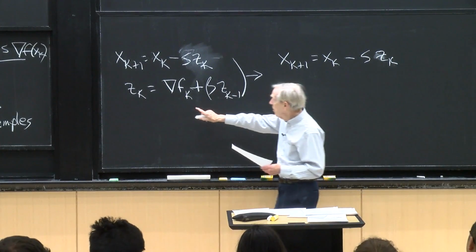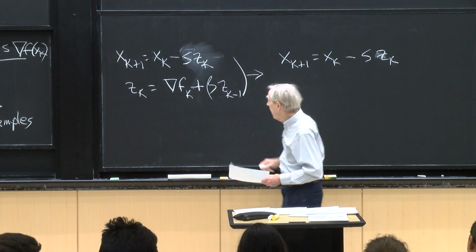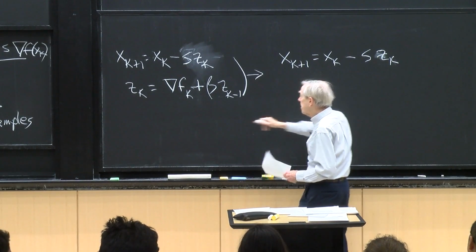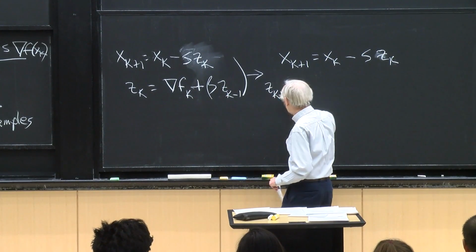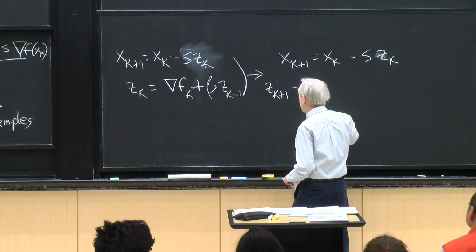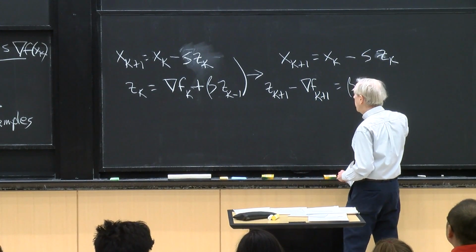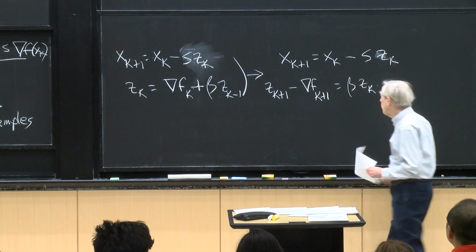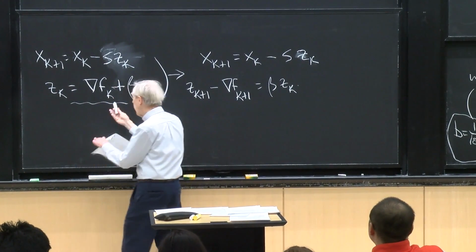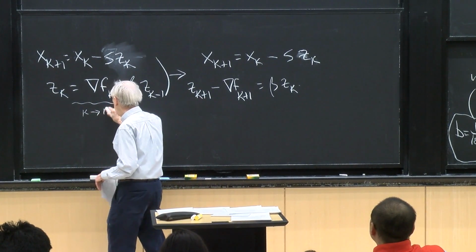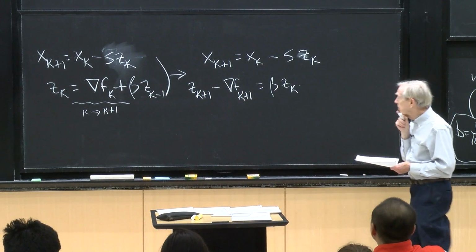Now this one I'm going to increase k by 1. So in order to have that match this, I'll write that as zk plus 1, and I'll bring the k thing over: zk plus 1 plus grad f at k plus 1 equals beta zk. Does that look good to you? In this thing, instead of looking at it at k, I went to k plus 1. And I put the k plus 1 terms on one side.